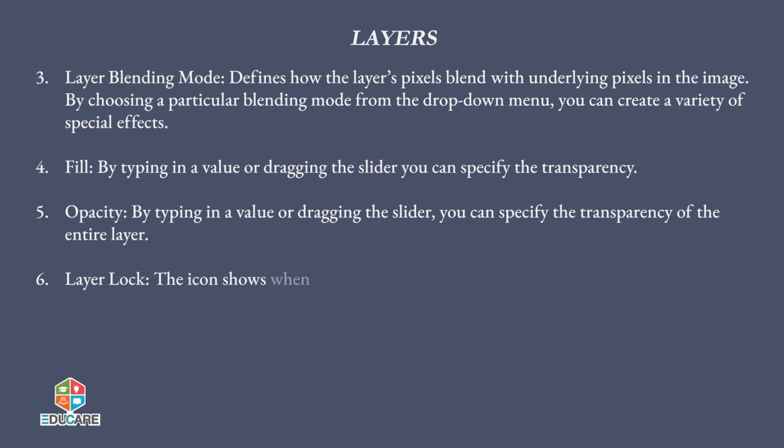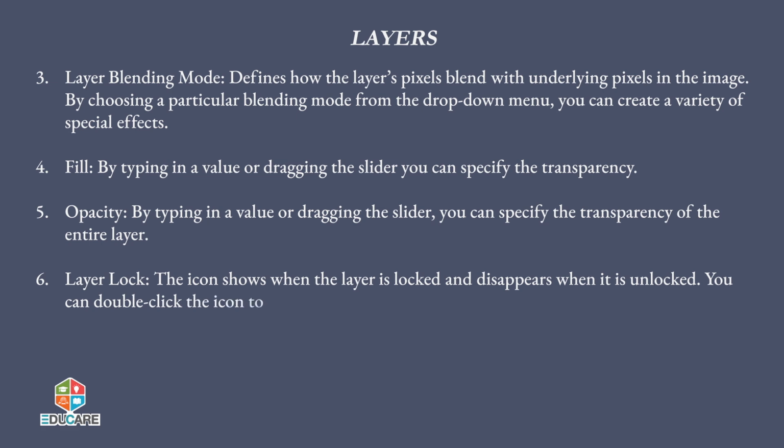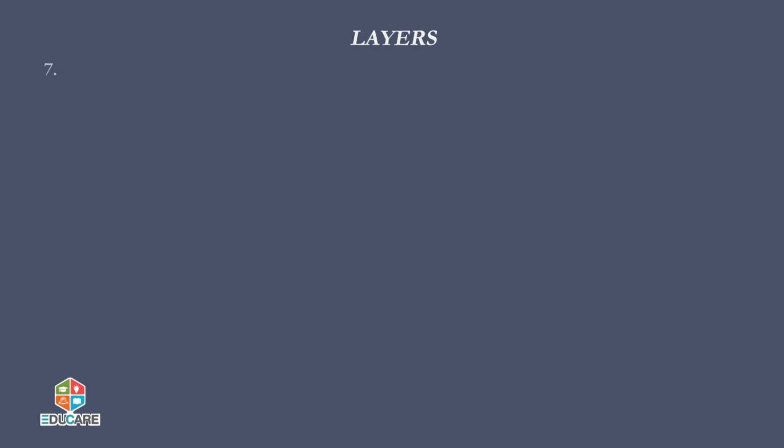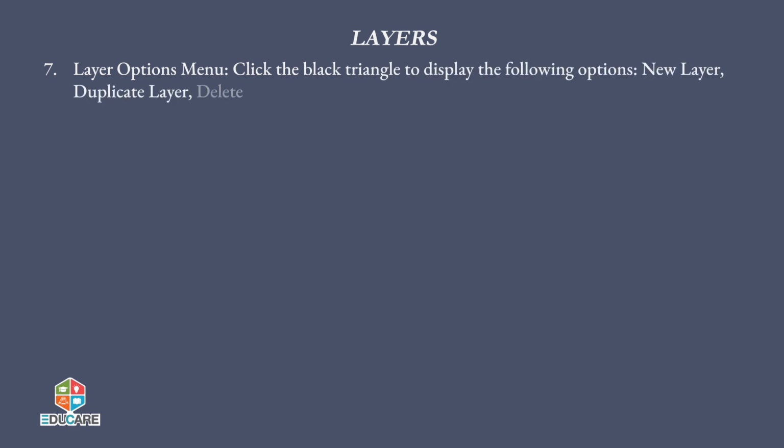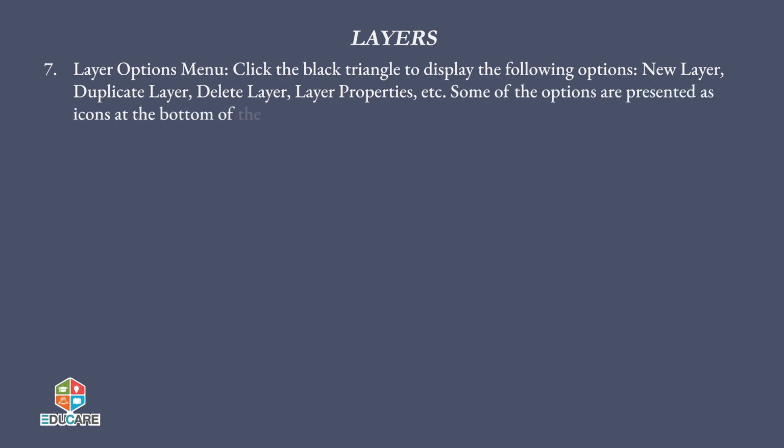Layer lock. The icon shows when the layer is locked and disappears when it is unlocked. You can double-click the icon to unlock the layer. Layer options menu. Click the black triangle to display the following options: New layer, duplicate layer, delete layer, layer properties, etc. Some of the options are presented as icons at the bottom of the Layers palette.